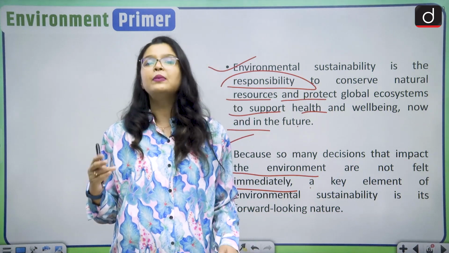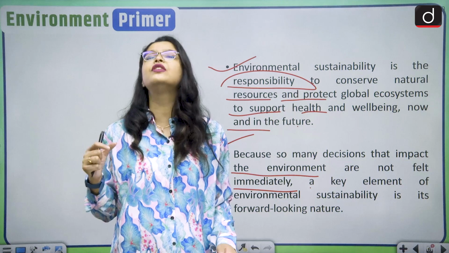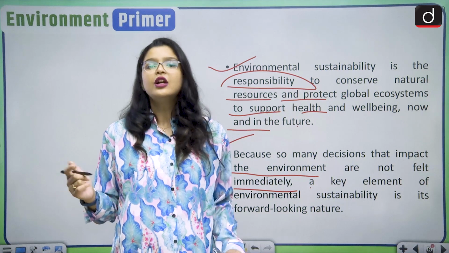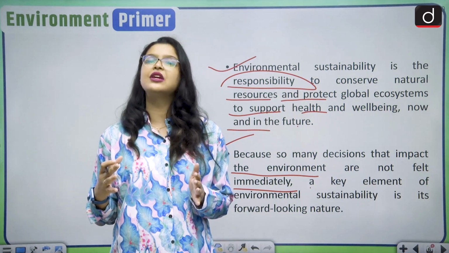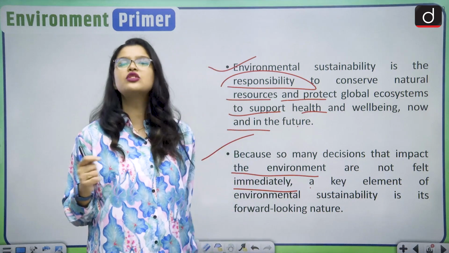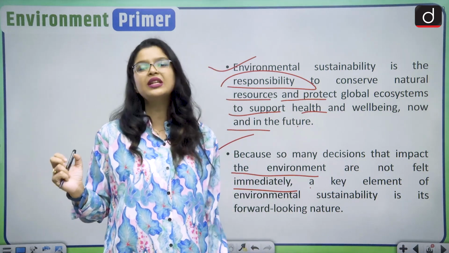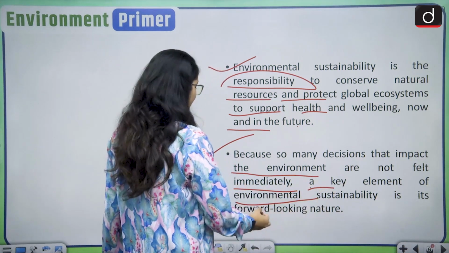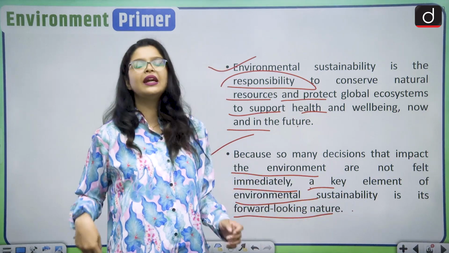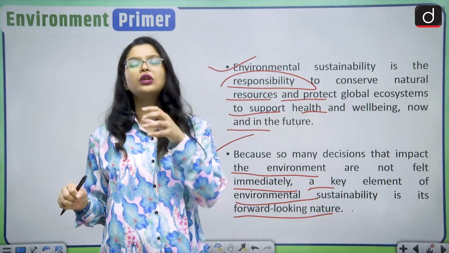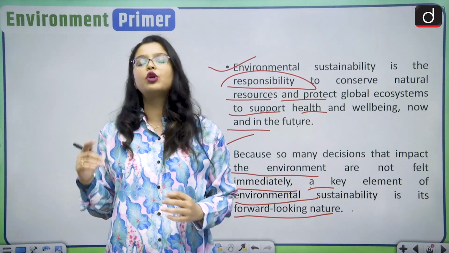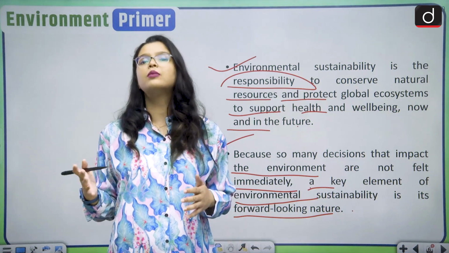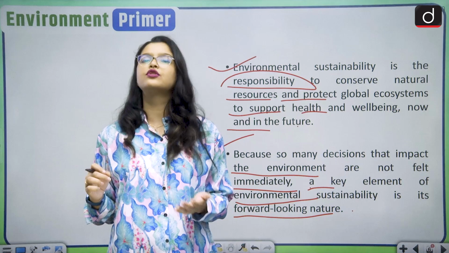And that is why I'm reiterating this fact again and again, that we need environmental sustainability, a sustainable model of development, so that the future generations can be saved from the worst impacts of climate change, global warming, pollution, environmental degradation, etc. A key element of environmental sustainability is its forward-looking nature. Definitely, environmental sustainability not only talks about preserving our environment today, as I have explained, it also has a forward-looking nature. It also talks about preserving the environment for our future generations.